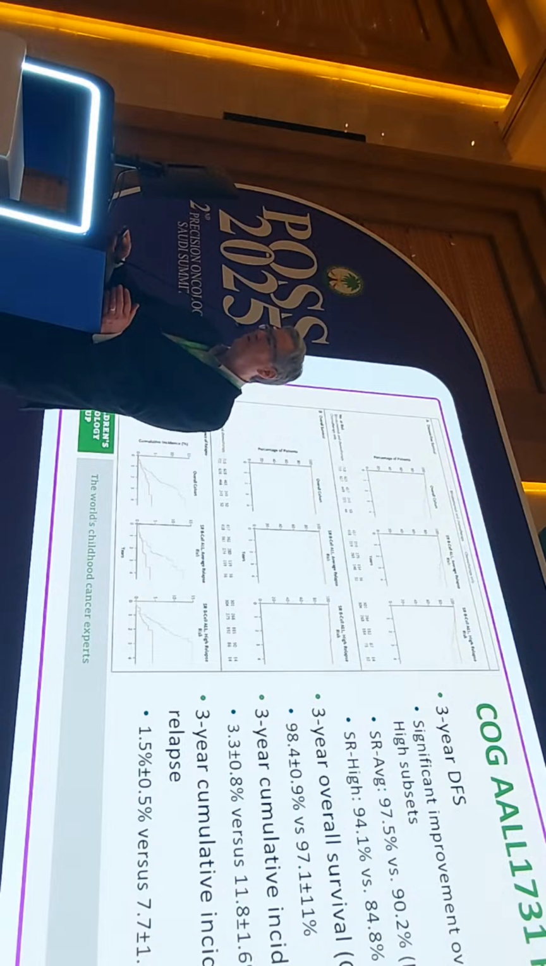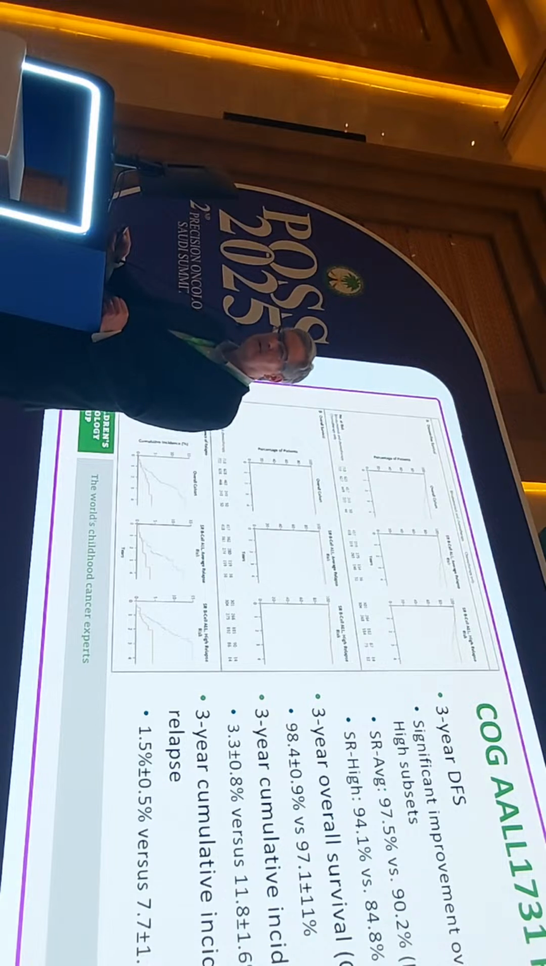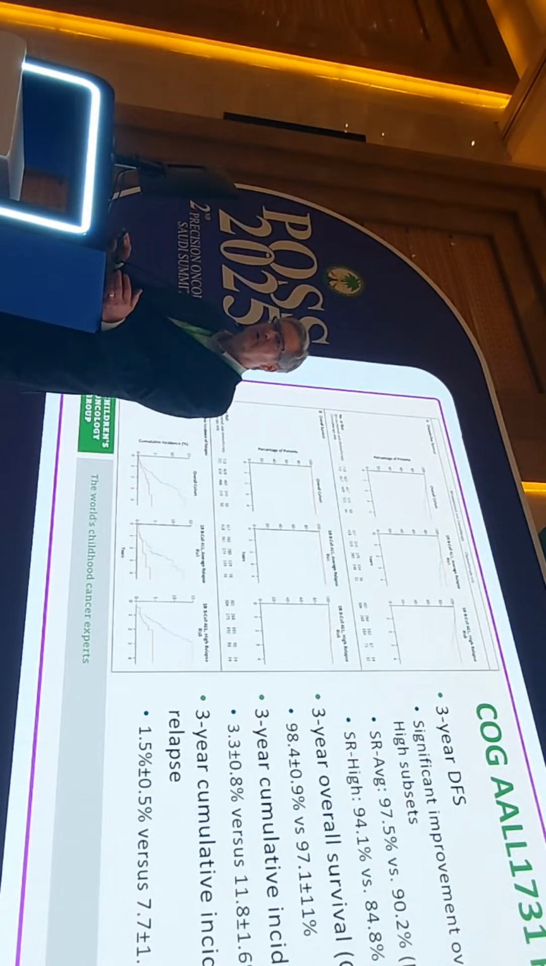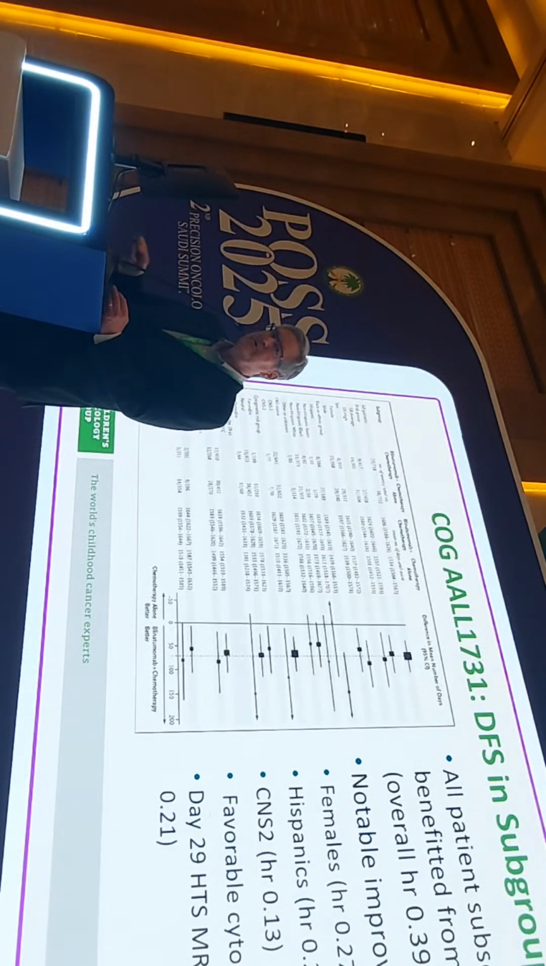Hazard ratio 0.45. It's really too early to see an overall survival difference. The 3-year cumulative incidence of relapse was 3.3% in the blinatumomab arm versus 11.8% in the chemotherapy arm. And the cumulative incidence of isolated bone marrow relapse was 1.5 versus 7.7%. So a 5-fold higher rate of relapse in the chemotherapy arm as compared to blinatumomab. And again, when you look at subset analysis, the effect of blinatumomab was seen in all subsets analyzed.